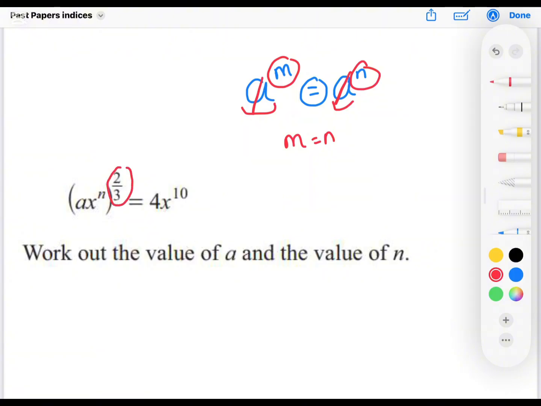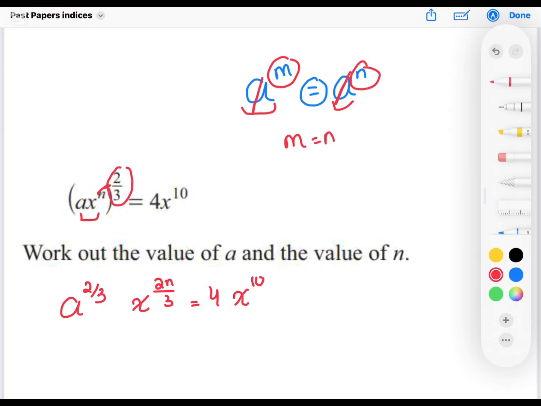As I told you, when there is a power on a bracket, then the power will go to each and every element that is present in the bracket. So in the bracket we have a and x raised to the power n. So 2 upon 3 will be given to a raised to the power 2 upon 3 and x raised to the power 2n, because n is multiplying. As I told you, power to power multiply. 2n divided by 3 is equal to 4 x raised to the power 10.